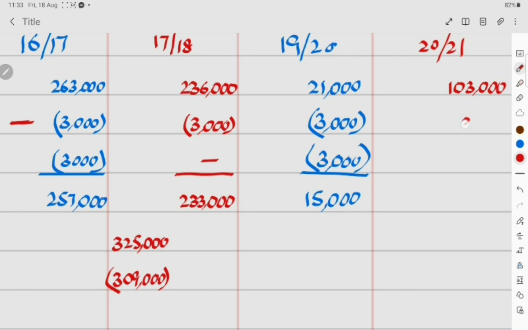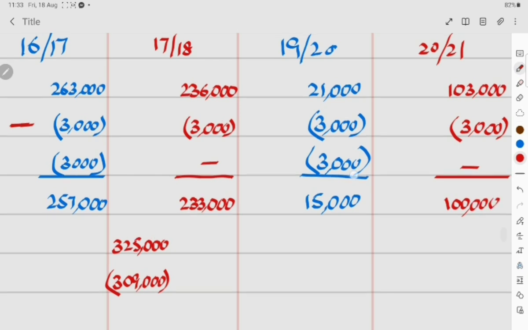We have to deduct the 3,000 current year annual exempt amount. Again, in the previous year 2019-20, the annual exempt amount has been utilized, so there is no unused annual exempt amount of the previous year available. So the chargeable amount is 1 lakh.